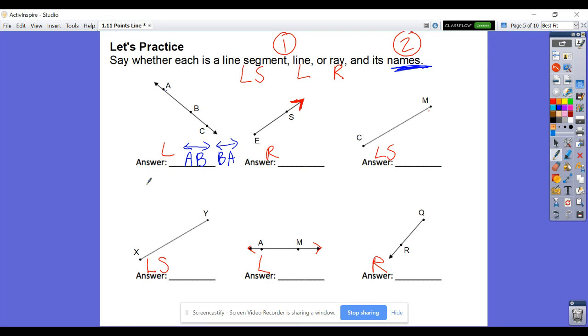Or I could pick the points B and C and say this is line BC. Any Boston College fans in the audience here? Oh, I see some silent cheers. Nice. Or line CB. Could name it either way.